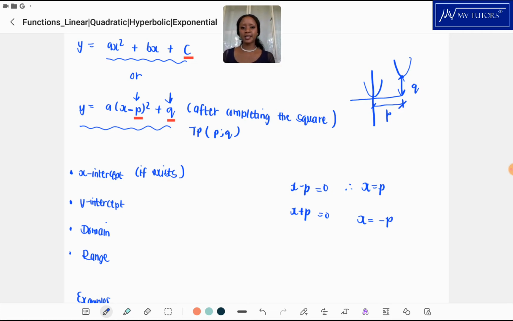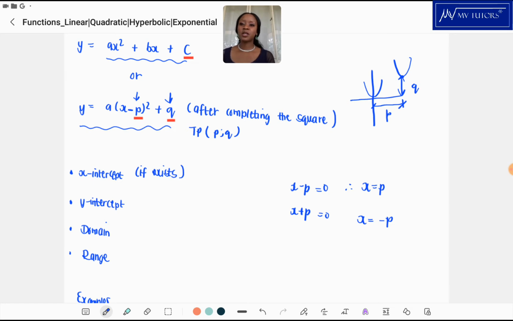So if x is equal to negative P, you know that it's shifted to the left, because now we are on the negative side of the x-axis. So it's shifting to the left. But if x is equal to positive P, then it is shifting to the right. Okay, so that's basically how we know.